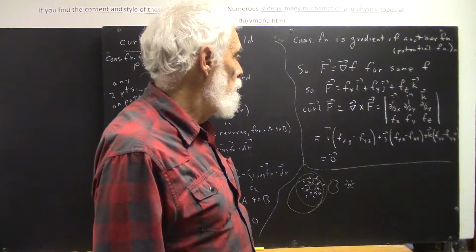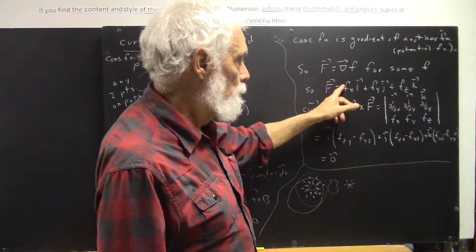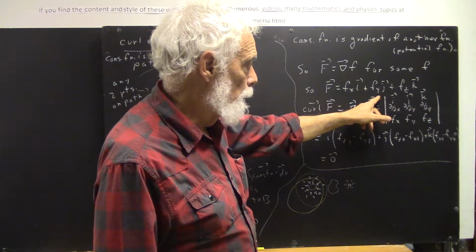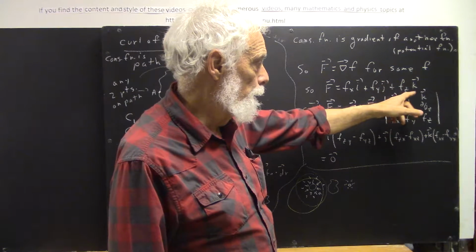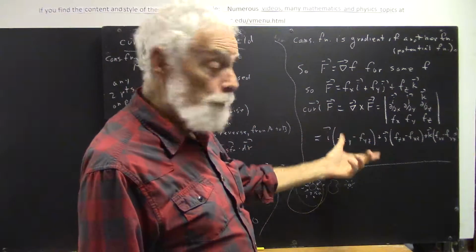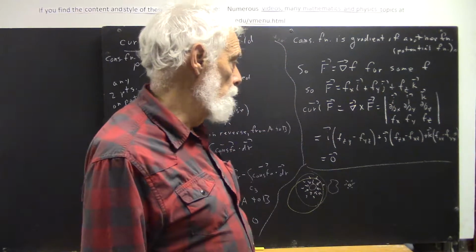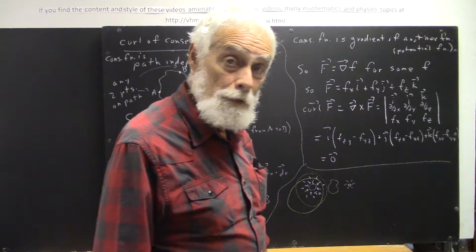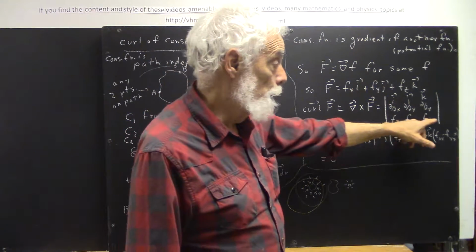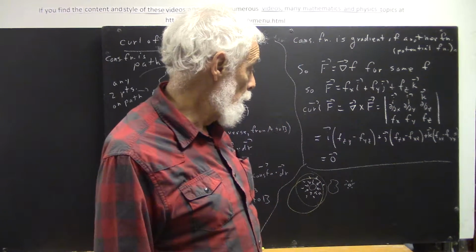This big F, being the gradient of little f, is just what? The derivative of little f with respect to x times i, plus the derivative of little f with respect to y times j, plus the derivative of little f with respect to z times k. So now if we do the curl, let's write out the curl in the determinant form. Here it is, and our function has components fx, fy, and fz. So we just evaluate the determinant and look at what happens.